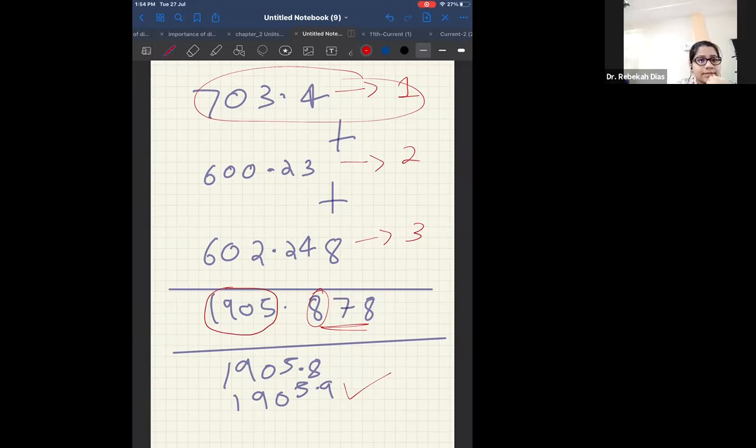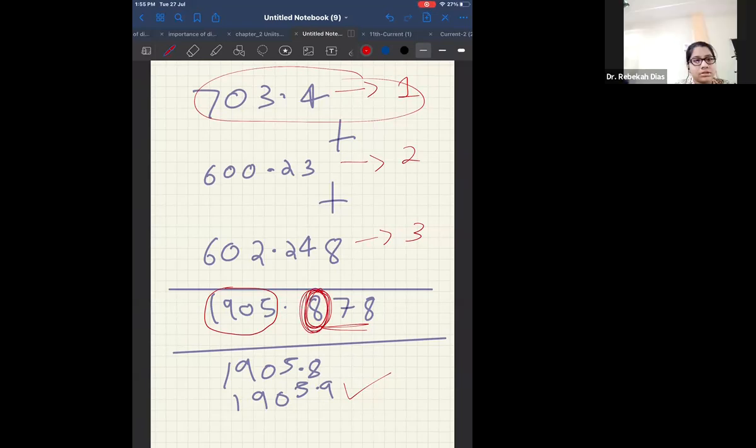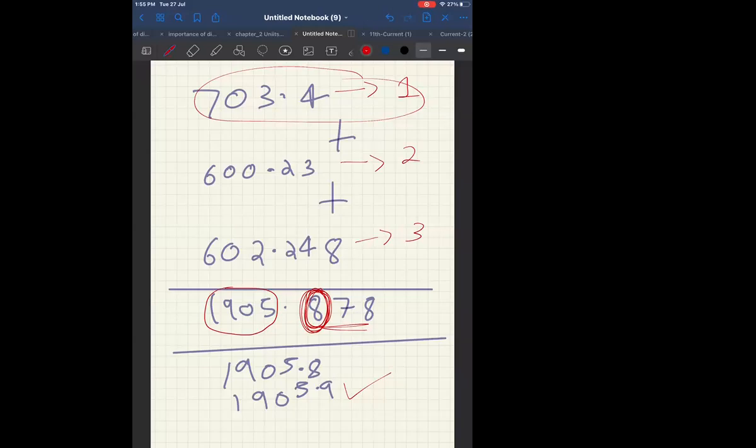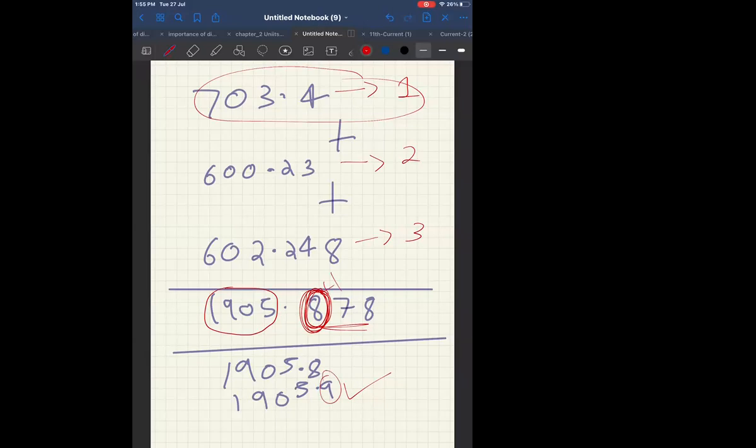Sir, I didn't understand why you took 9 instead of 8. Which number am I eliminating? 8, correct? So this is greater than 5 or less than 5? Greater. So plus 1 will be added. If it was lesser than 5, then nothing would be added, and it would be the same number.